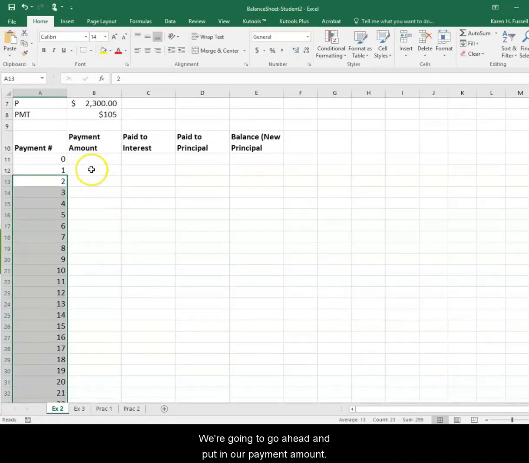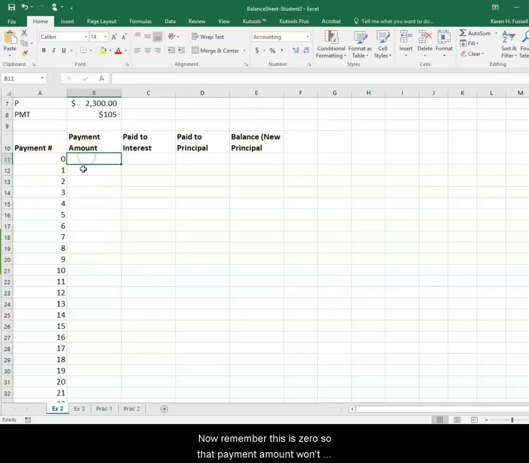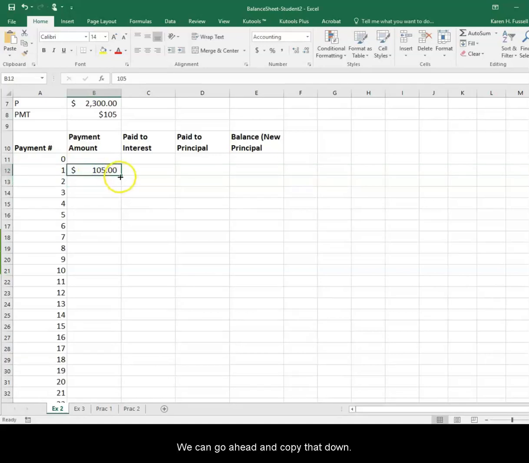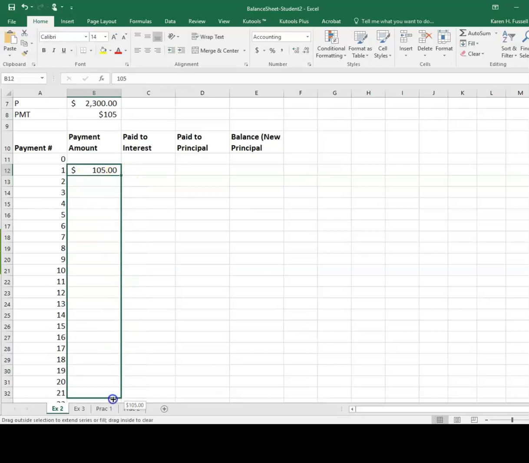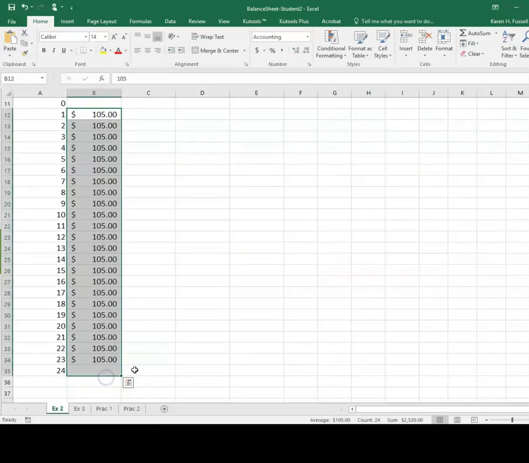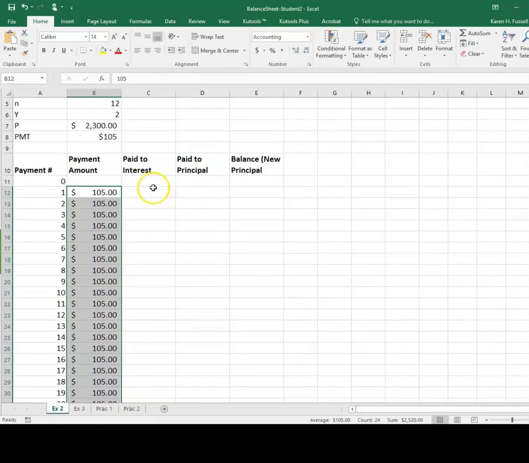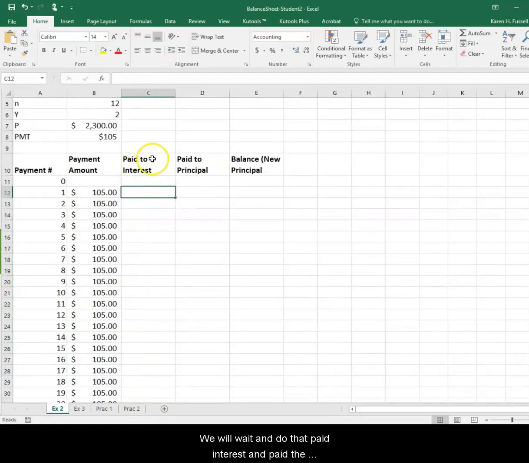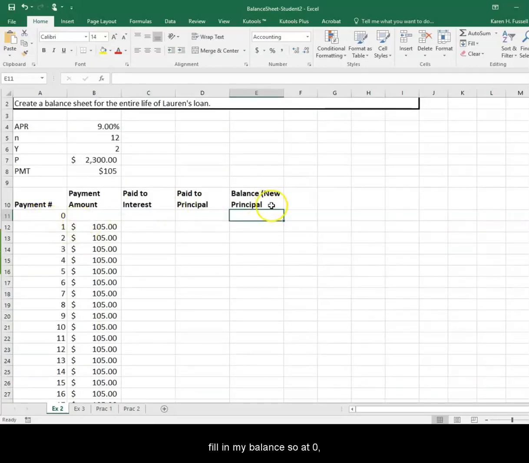Okay. We're going to go ahead and put in our payment amount. Now remember, this is 0, so that payment amount won't go in here. It will go in the next one down. That would be 105, so $105. We can go ahead and copy that down, all the way down. Okay. We'll wait and do that paid to interest and paid to principal. I am going to go ahead and fill in my balance. So at 0, my balance is the total amount I borrowed, so $2,300.